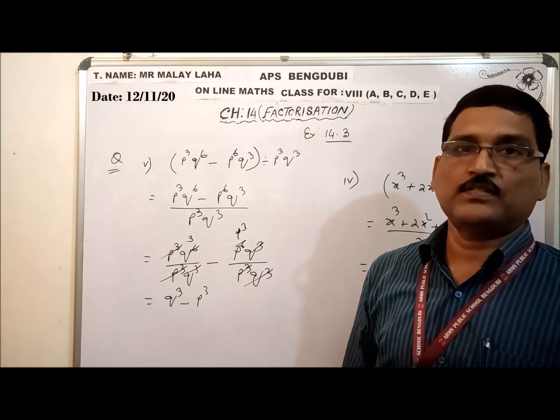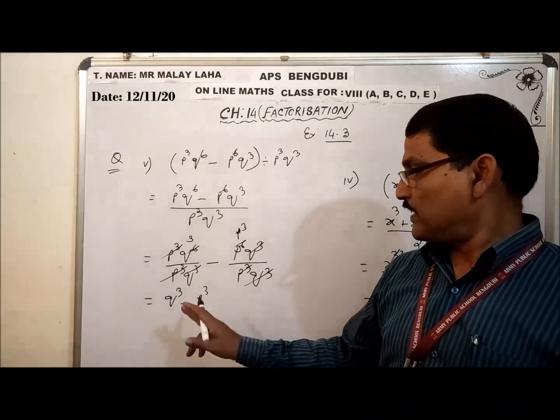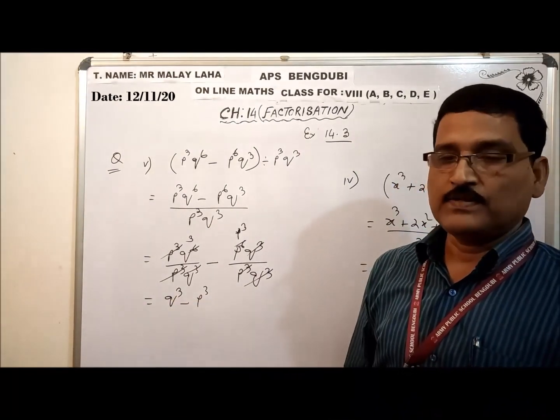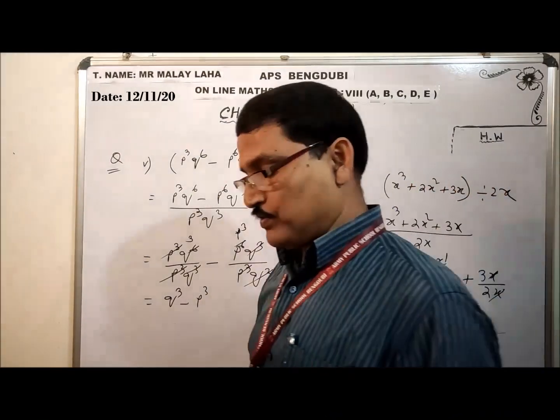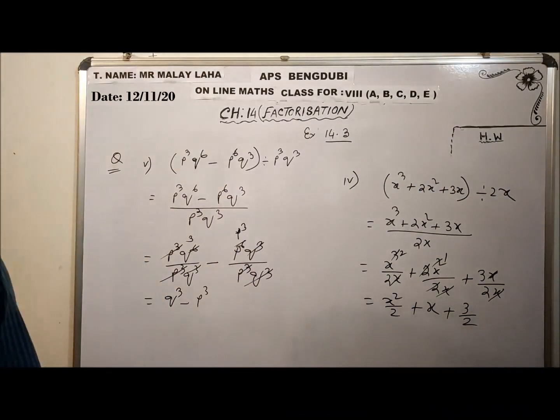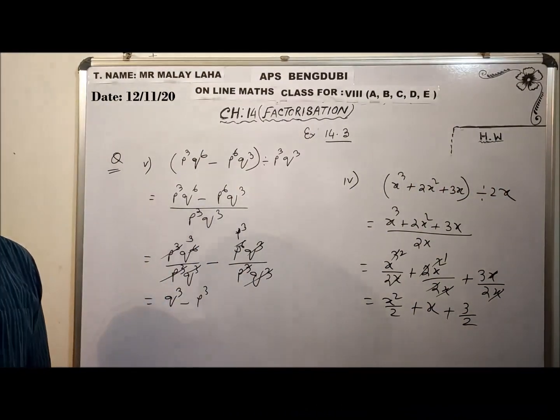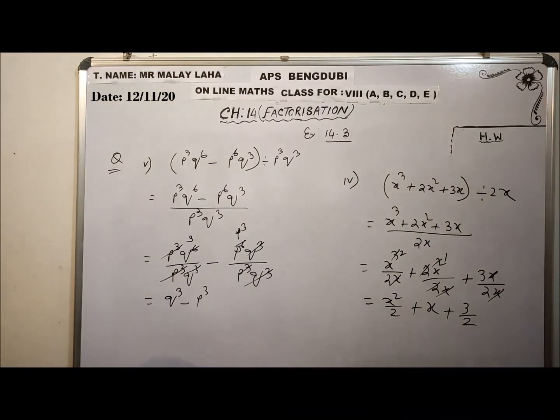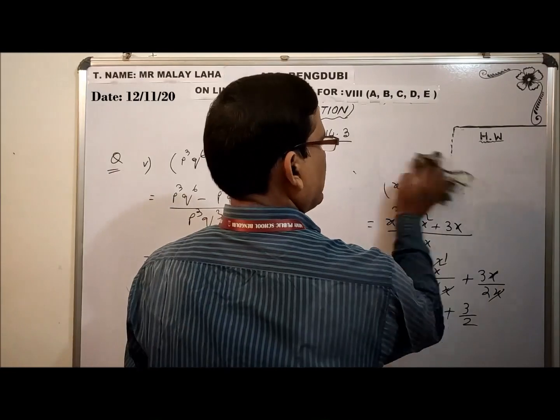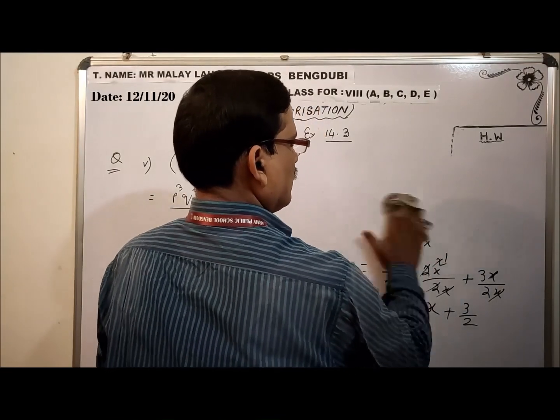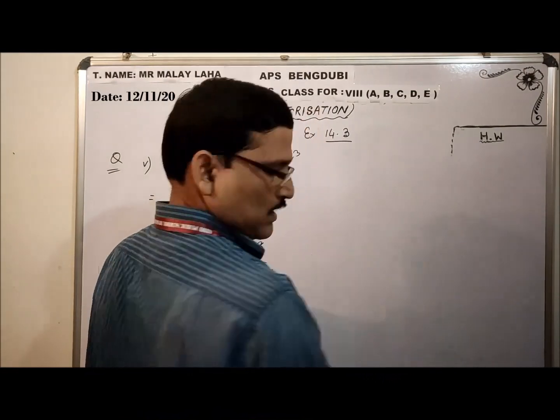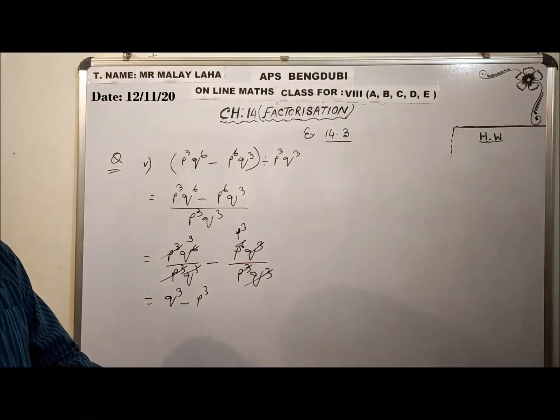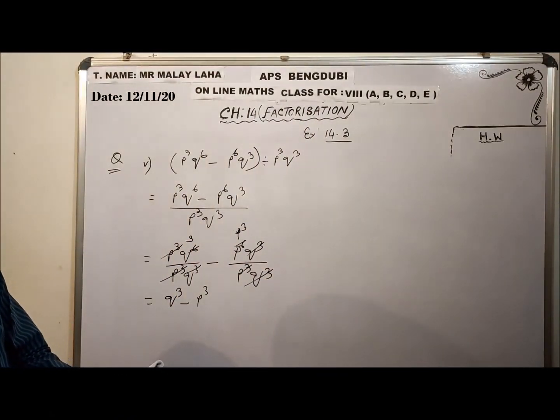If the instruction is factorization, then you have to explain again. What is the identity? AQ minus BQ is equal to A minus B into A square plus AB plus B square. Okay? So that identity you have to use. Now that situation is not arising since it is division. Only division. Okay? Now next question is 3. Work out the following divisions.